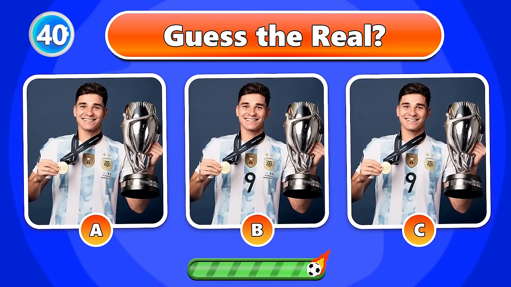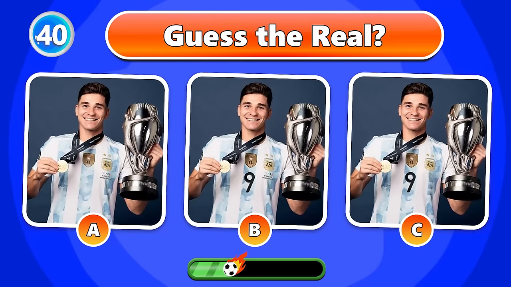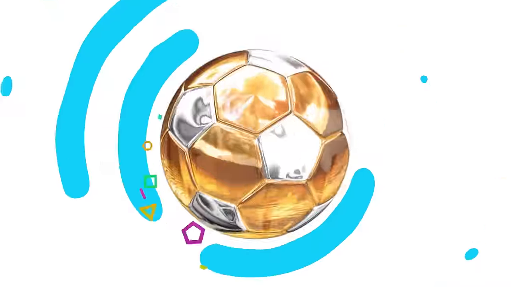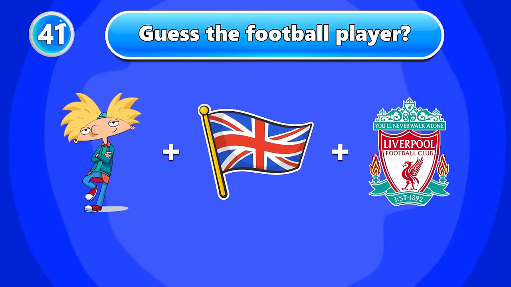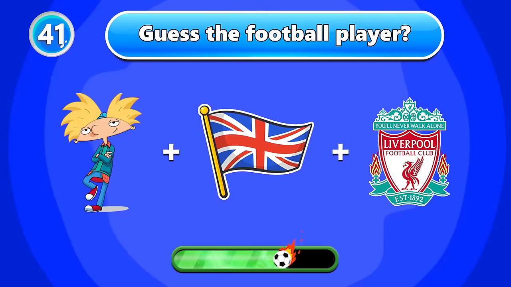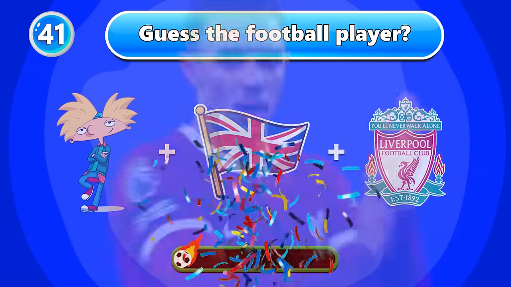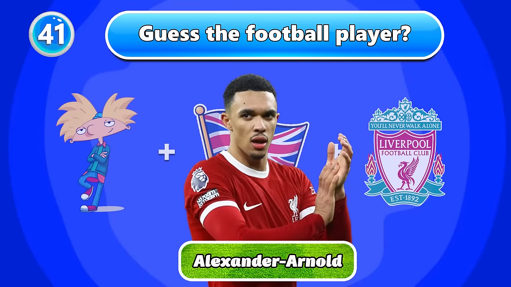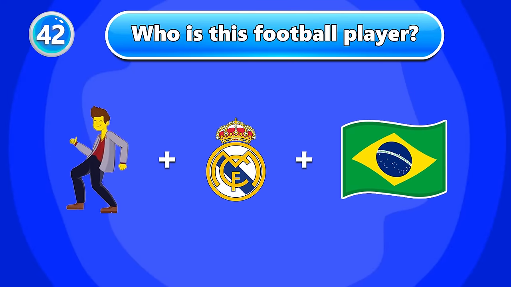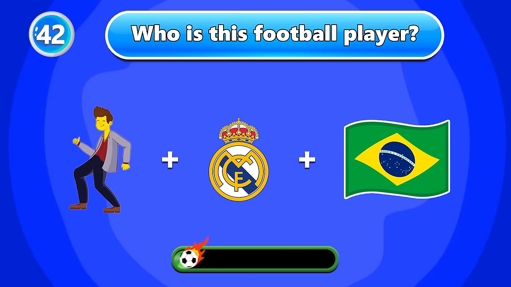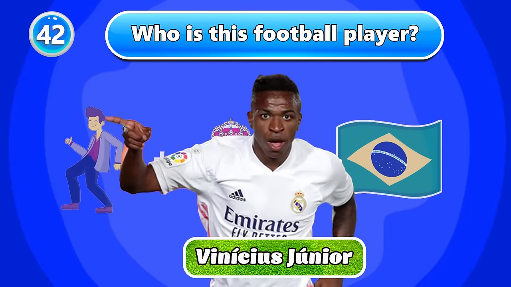Question 40. Guess the real. The correct answer is B. Question 41. Guess the football player. It's Alexander Arnold. Question 42. Who is this football player? Aha! It's Vinicius Jr.